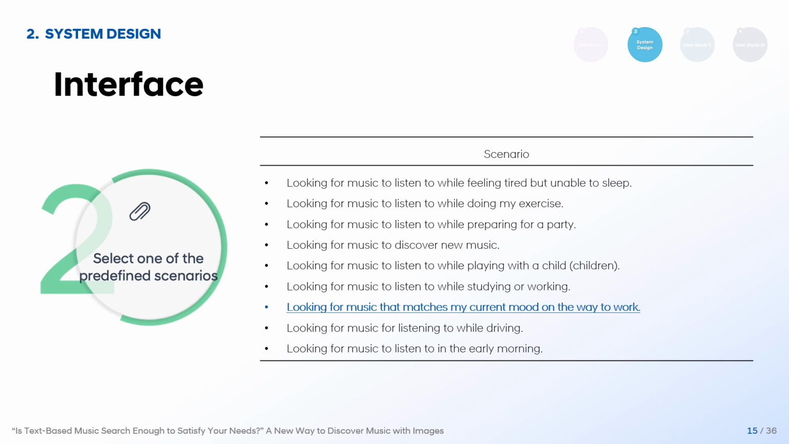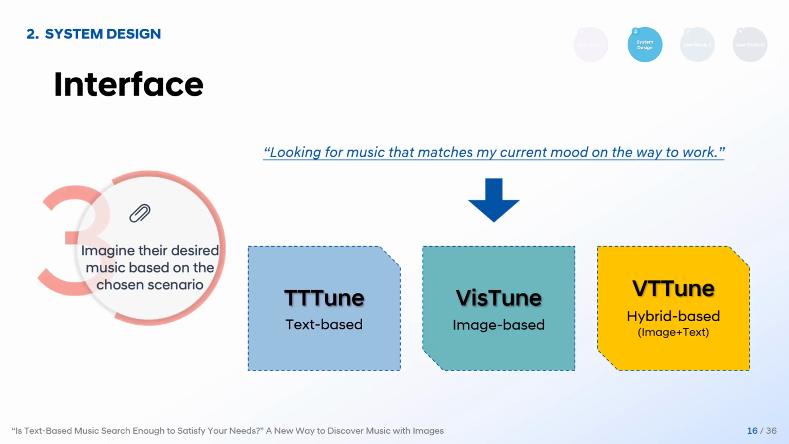Let's assume that a user selects the scenario, looking for music that matches my current mood on the way to work. In the following step, users envision the music they want to listen to based on the scenario they have chosen. Then, they get to try one of the 3 systems. I will explain the varying interfaces by showing images.